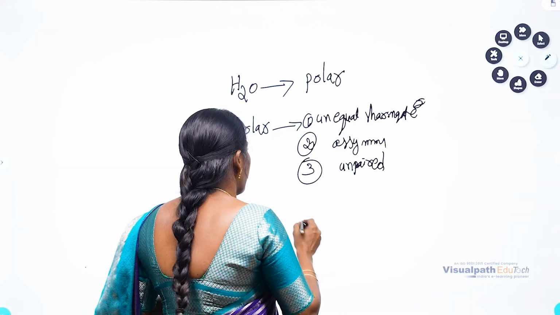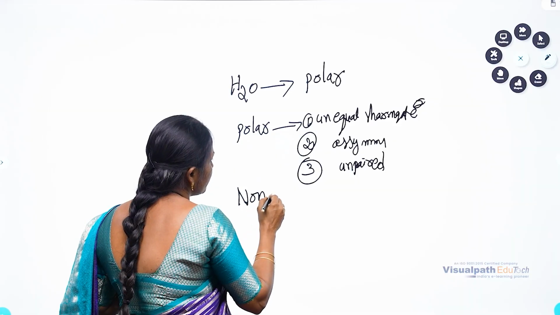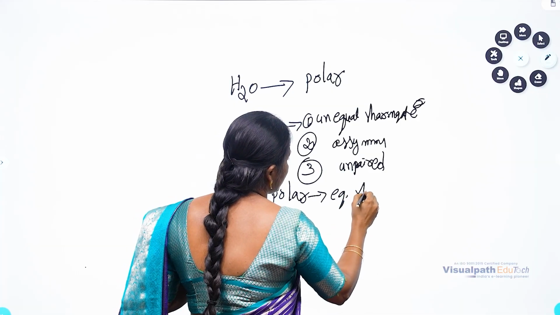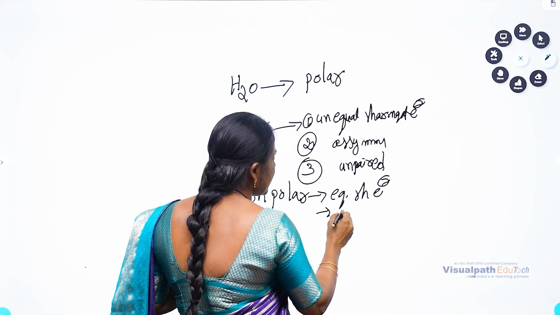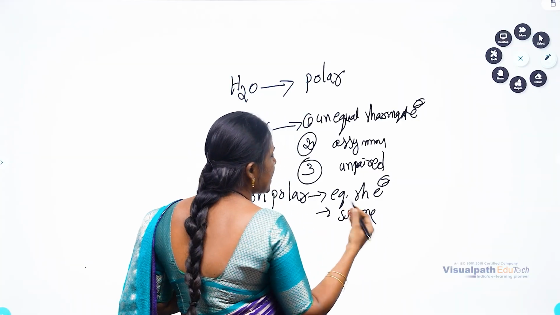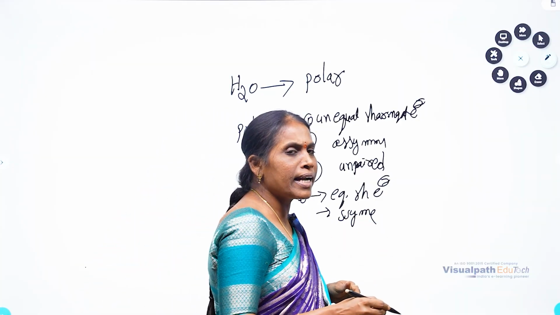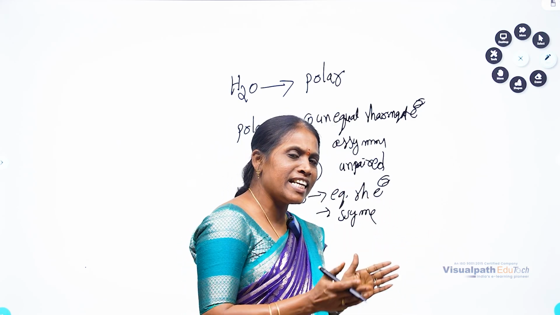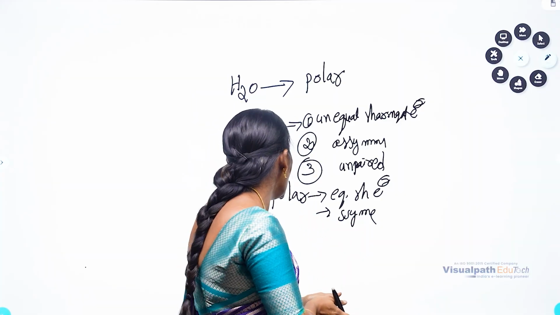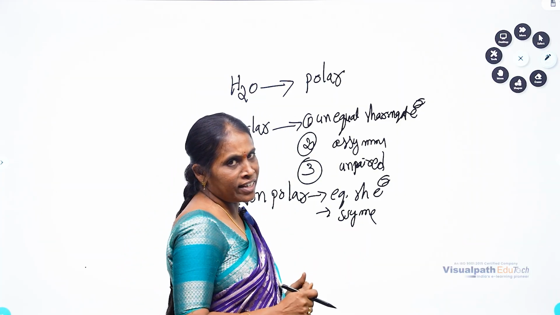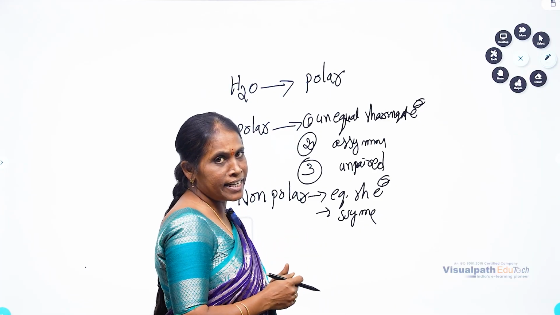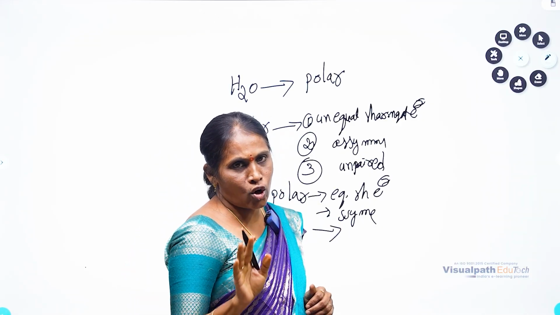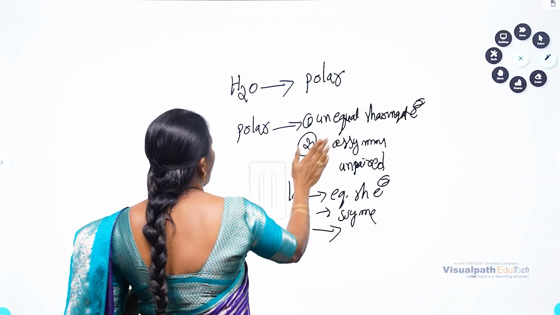So non-polar means equal sharing of electrons is involved and it is symmetrical in shape. So what is asymmetrical and symmetrical? Asymmetrical means it doesn't give two equal parts. After cleavage, if it gives two equal parts, it is known as symmetrical. So non-polar has equal sharing of electrons, is symmetrical in shape, and also on the central atom there are no unpaired electrons. These are the properties of non-polar molecules.